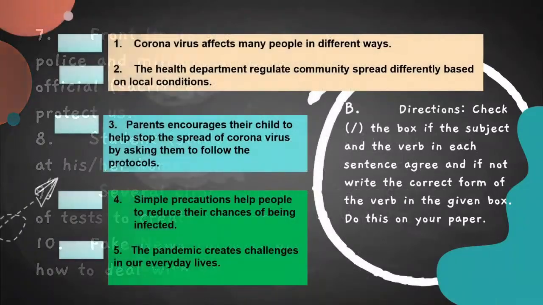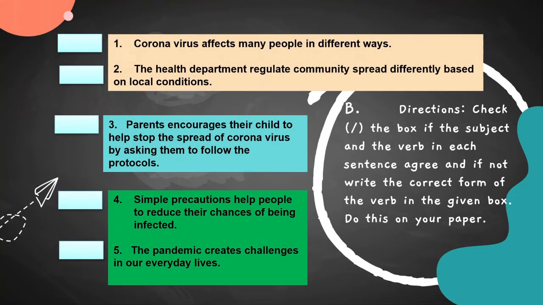Okay, I hope you answered that particular activity. Number 1, coronavirus affects many people in different ways. Number 2, the health department regulate community spread differently based on local conditions. Number 3, parents encourages their child to help stop the spread of coronavirus by asking them to follow the protocols. Number 4, simple precautions help people to reduce their chances of being infected. And number 5, the pandemic creates challenges in our everyday life. These are the sentences that we are going to check.